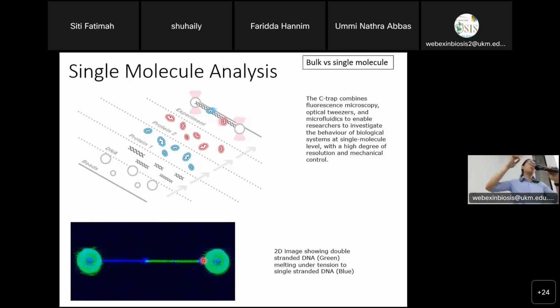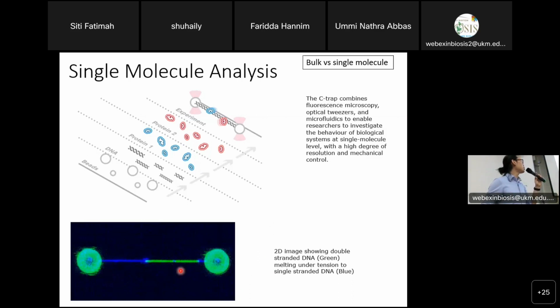And if you continue pulling it, depending on which side of the tag, so DNA is double-stranded. So if you move both the tags on the same strand, if you continue pulling it, the DNA will start melting, meaning that it will form single-stranded DNA. And then you will start to snap, and then it will break.